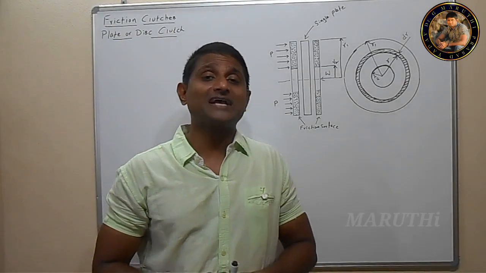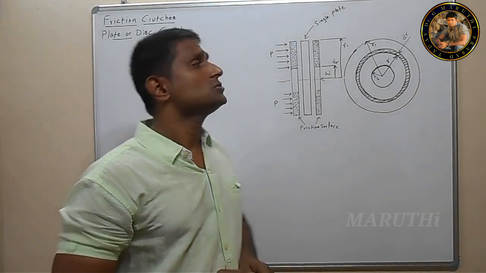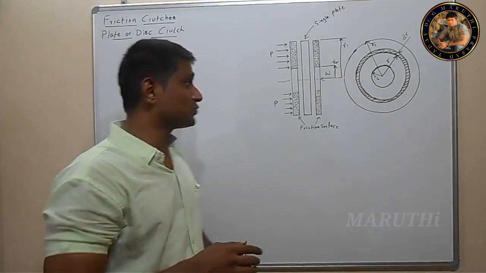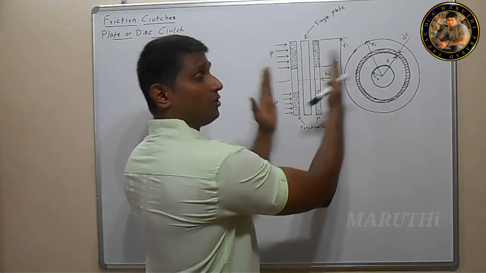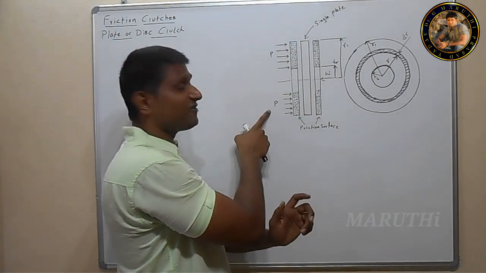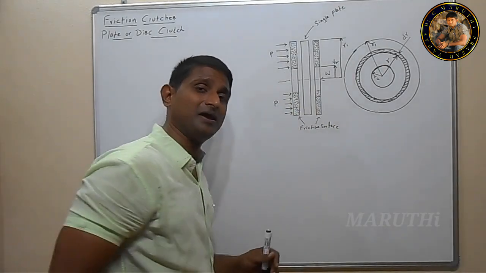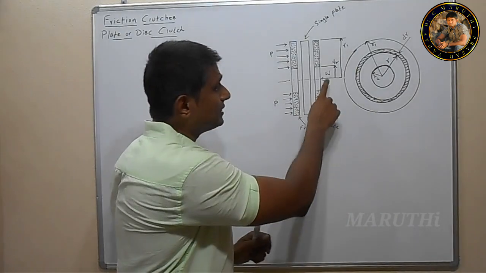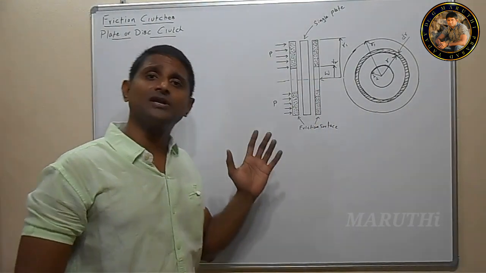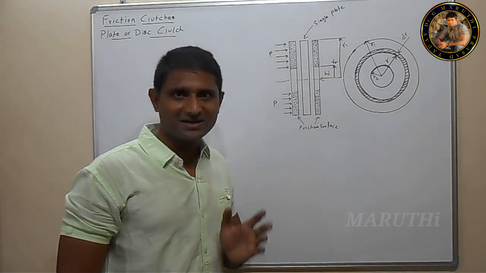So let us find out the maximum friction torque this single plate clutch can transmit. Have a look at this one. These two plates are holding this single plate with a pressure of P. That pressure is built up because of spring force. Pressure of P is nothing but an axial load of W.